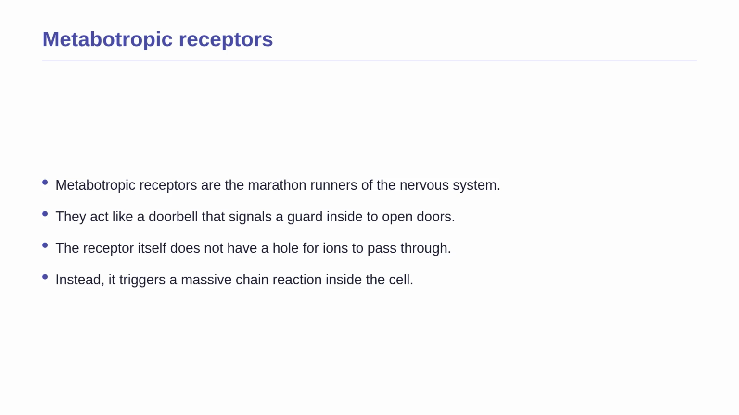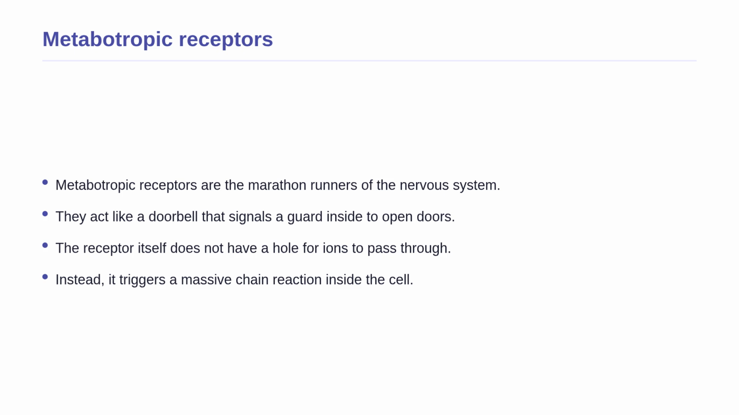Having seen the lightning-fast ionotropic receptors, let us now explore metabotropic receptors, which are the marathon runners and managers of the nervous system. Imagine you arrive at a secure building, but instead of a keyhole on the door, there is only a doorbell. When you press it, you do not open the door yourself. Instead, a security guard inside hears the bell, walks over to a control panel, and unlocks several doors at once. Metabotropic receptors work just like this doorbell.